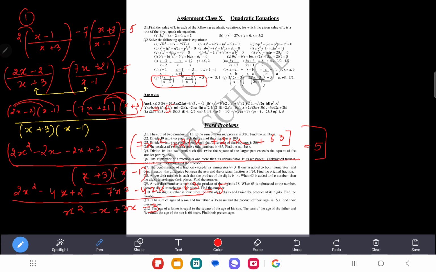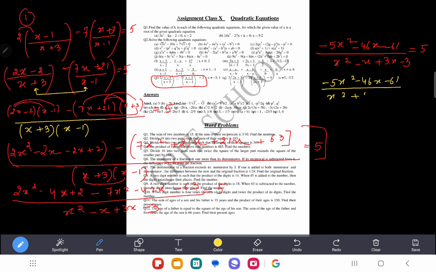So 2x square minus 7x square shall be what? Minus 5x square. And minus 4x minus 42x is minus 46x. And plus 2 minus 63 is going to become minus 61 over x square minus x plus 3x minus 3 equals to 5. So that on solving is going to become minus 5x square minus 46x minus 61 over x square plus 2x minus 3 equals to 5.